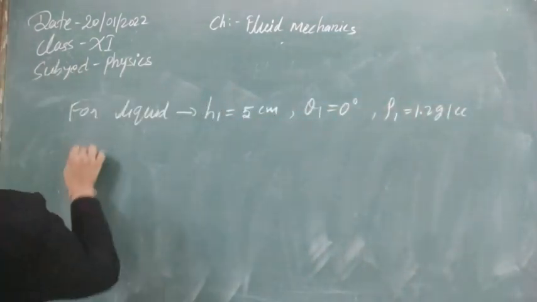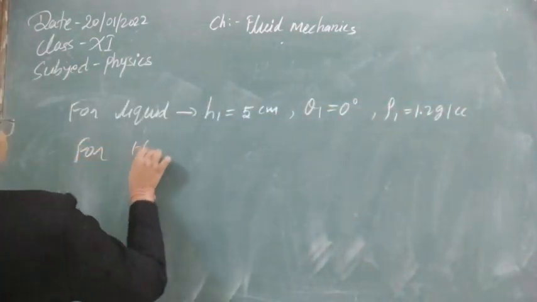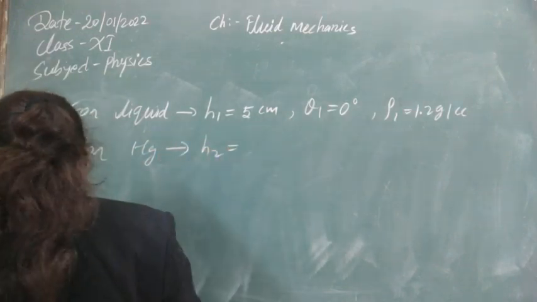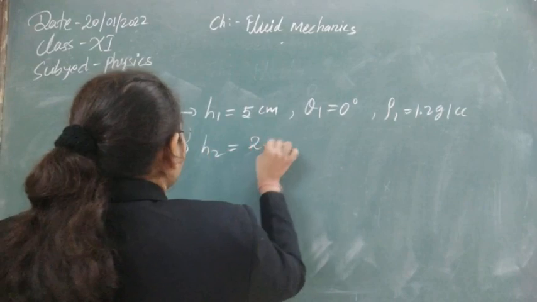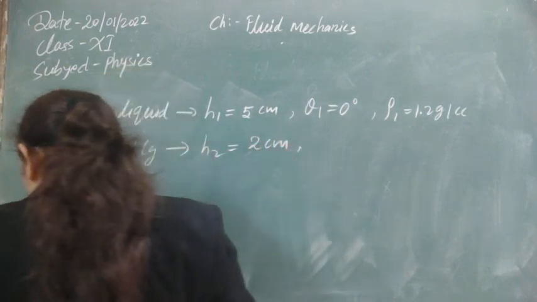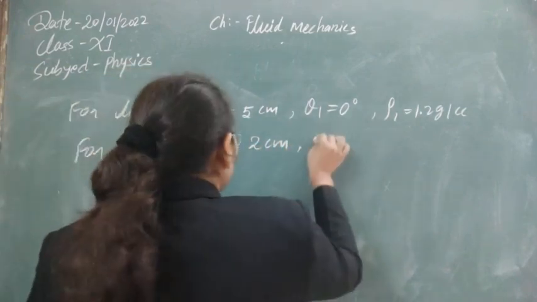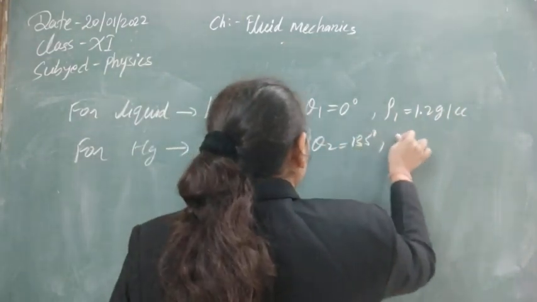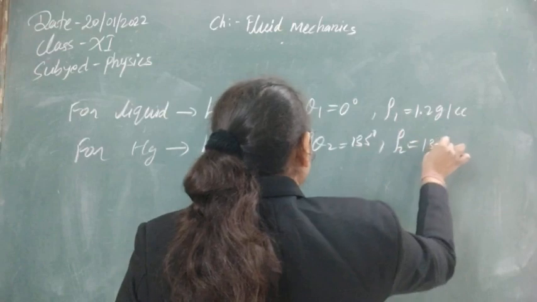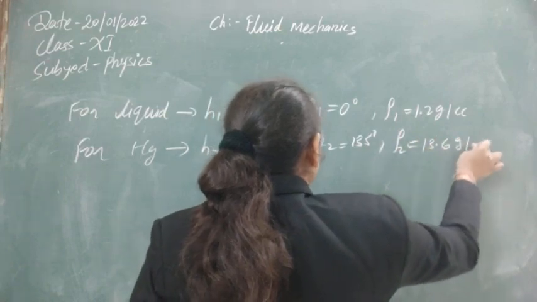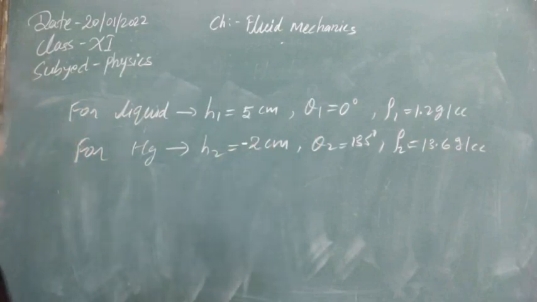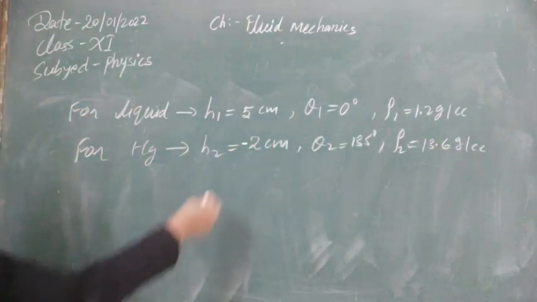Similarly for mercury, let's write down. For mercury, the fall in the height is given 2 centimeter. Now the next thing given here, theta 2, that is here 135 degree, and density of mercury is given 13.6 gram per cubic centimeter. And to differentiate whether it is rise or fall, we have just given a negative sign to the fall of the liquid.